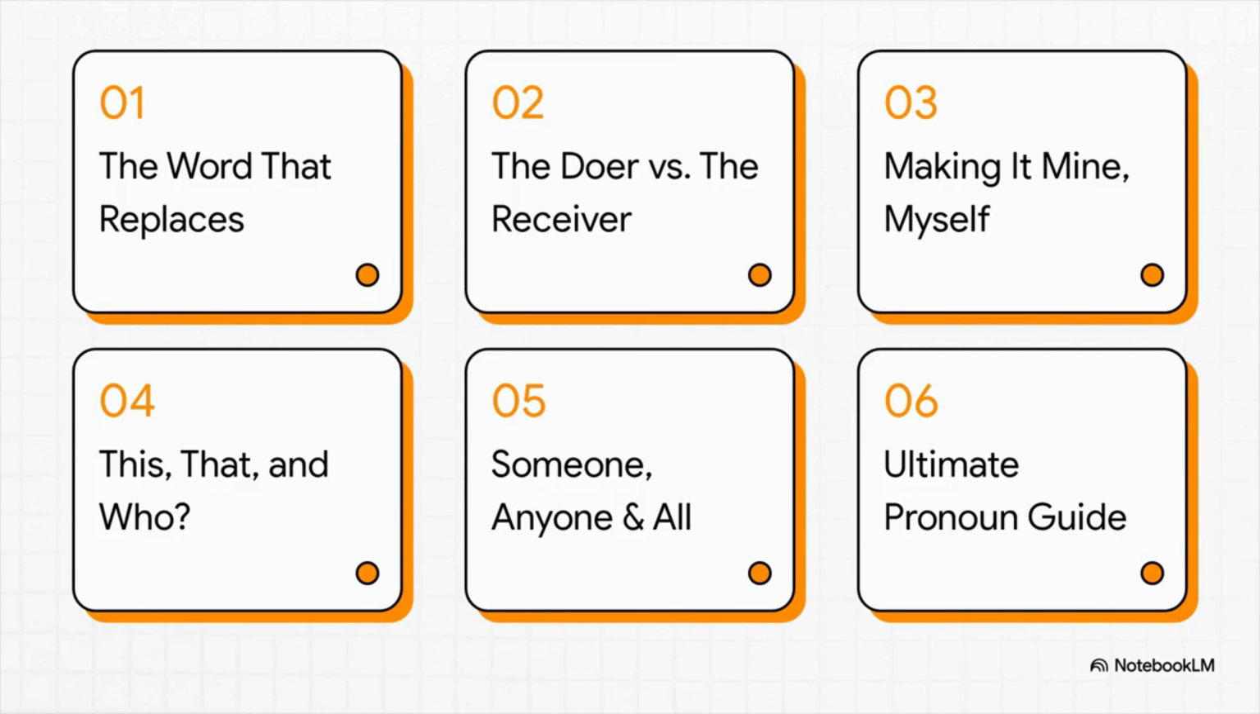So here's our game plan. First, we'll cover the absolute basics, what these words even are. Then we'll figure out who's doing what in a sentence. We'll talk about ownership, how to point at things and ask questions, and how to talk about, well, non-specific stuff. And finally, we'll wrap it all up in the ultimate guide. Let's go!